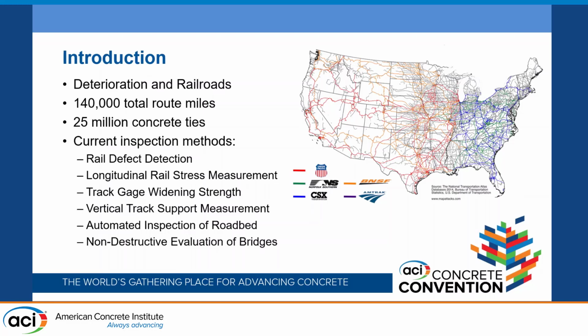Current inspection methods in place, including rail defect detection, longitudinal rail stress measurement, track gauge winding strengths, and the others listed below, they have the potential to be time-intensive, cost-intensive, can require an individual to travel on-site to inspect rails themselves, and even can require removal of ties from the ballast. So there are better methods possible.